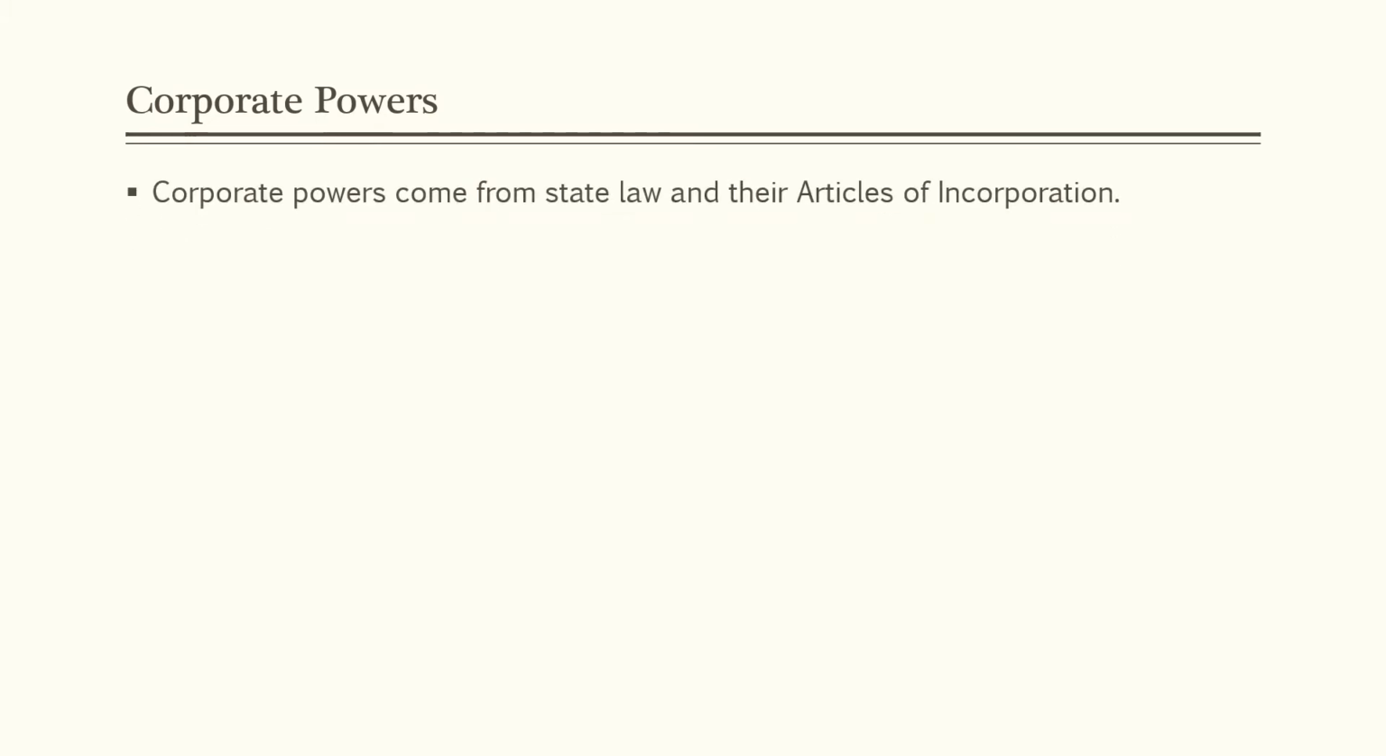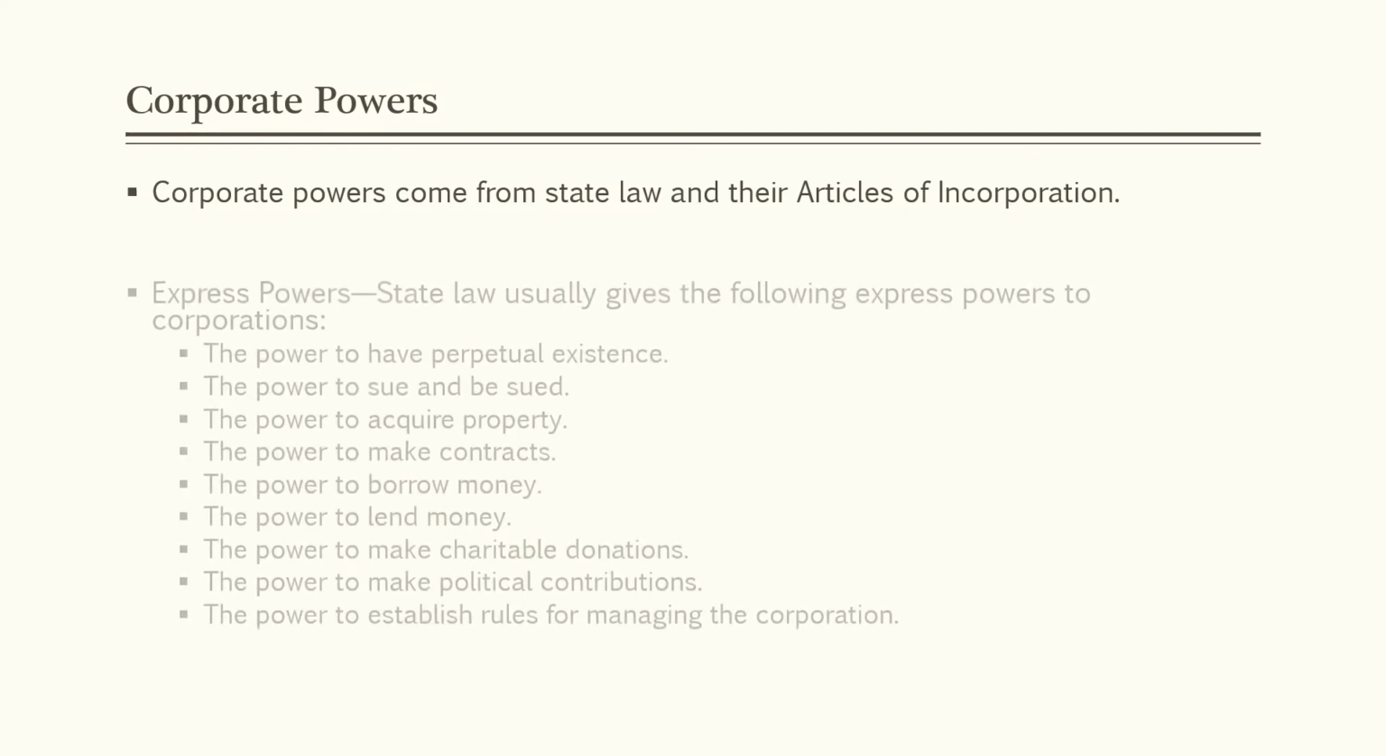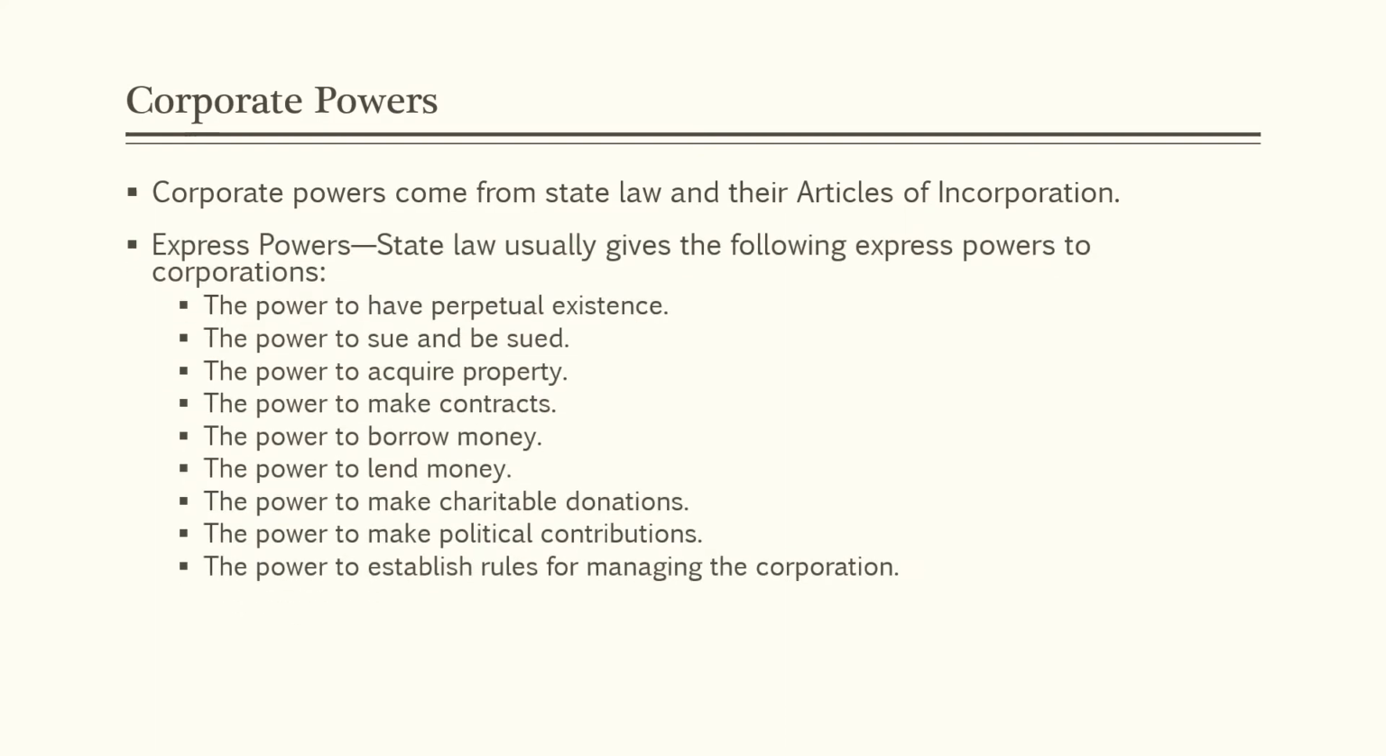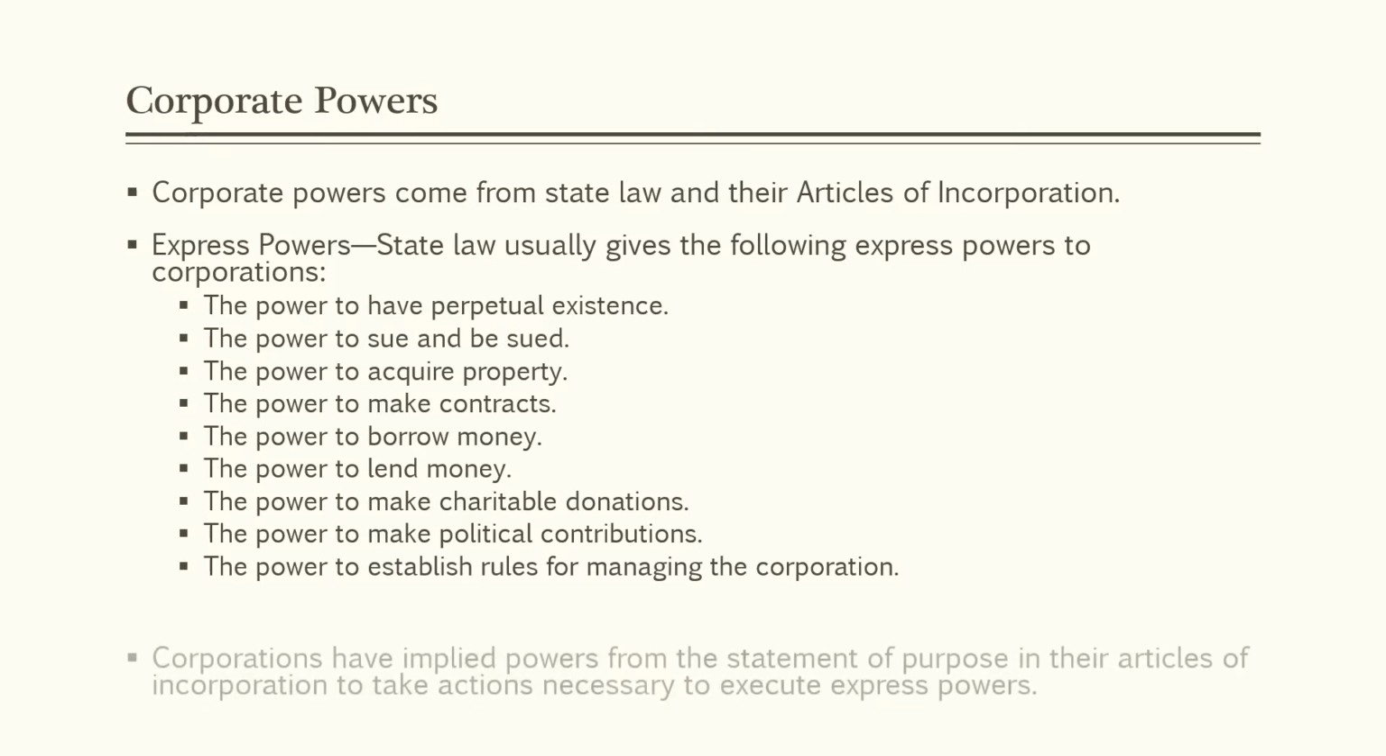Corporate powers come from state law and their articles of incorporation. There are express powers. State laws usually give the following express powers to corporations: the power to have perpetual existence, the power to sue and be sued, the power to acquire property, the power to make contracts, the power to borrow money, the power to lend money, the power to make charitable donations, the power to make political contributions, and the power to establish rules for managing the corporation.